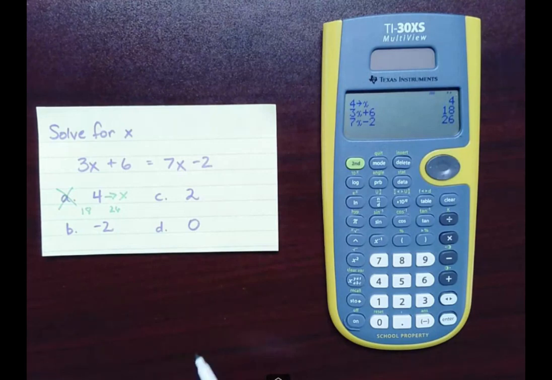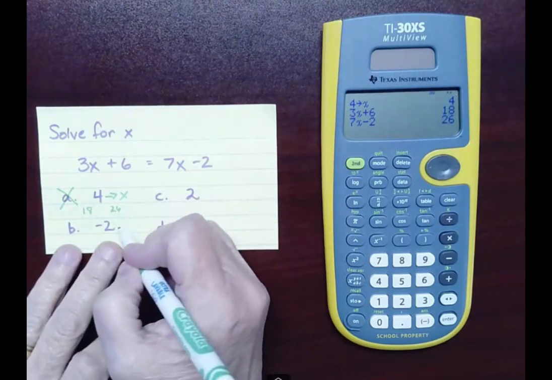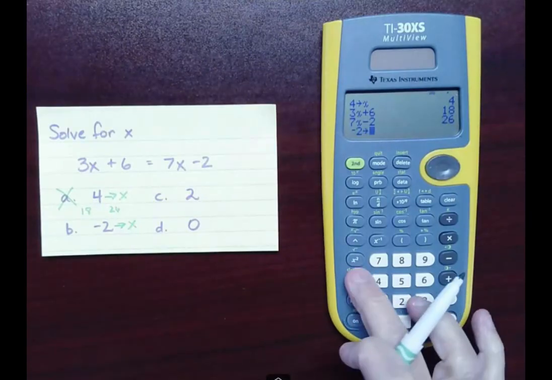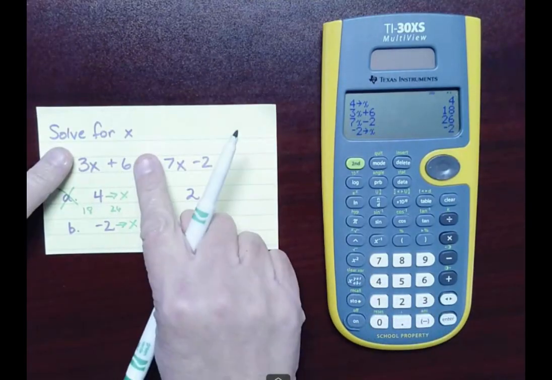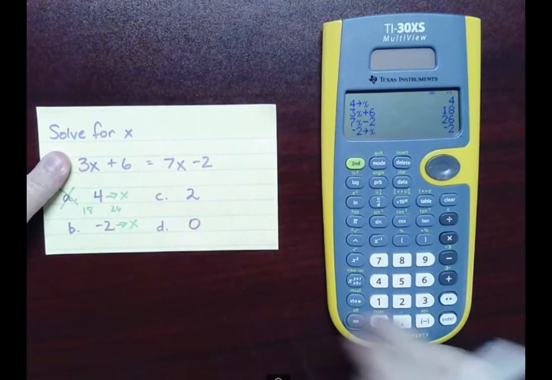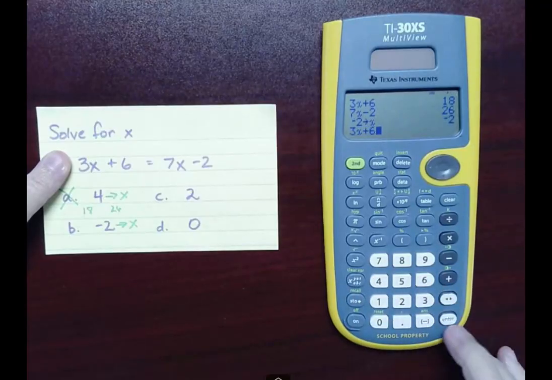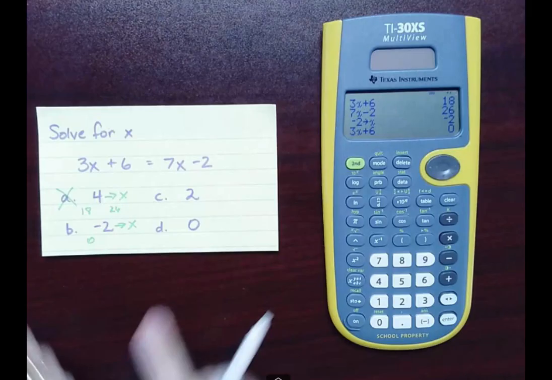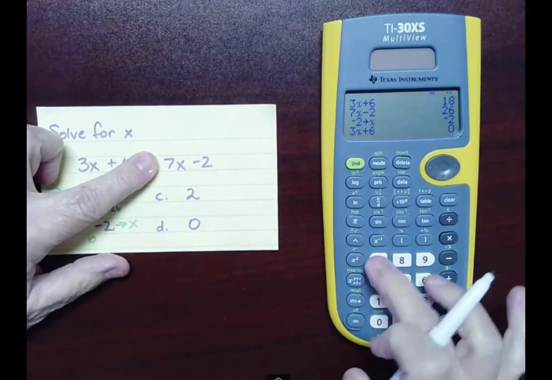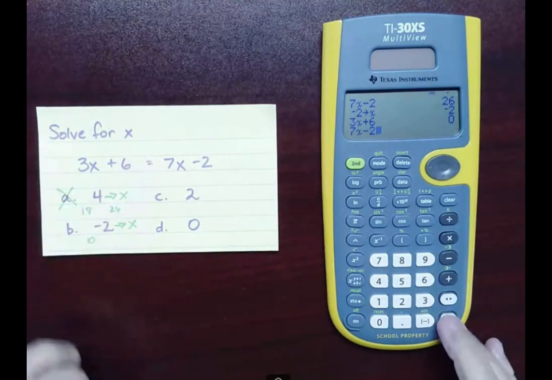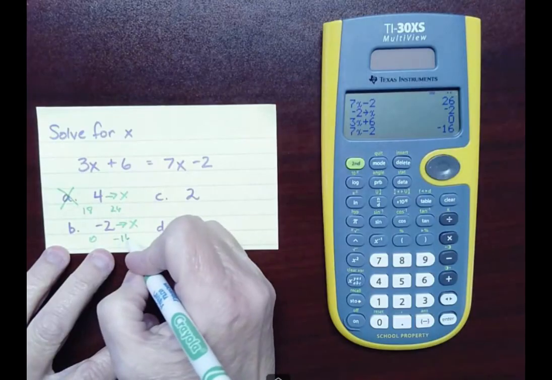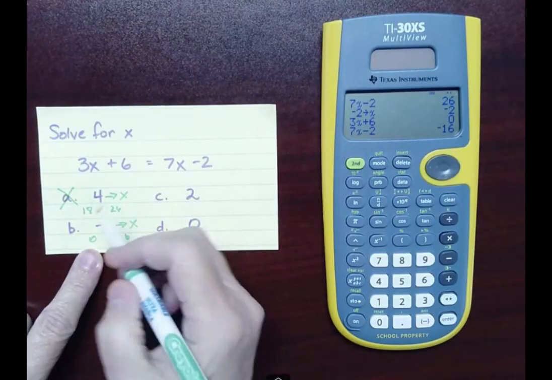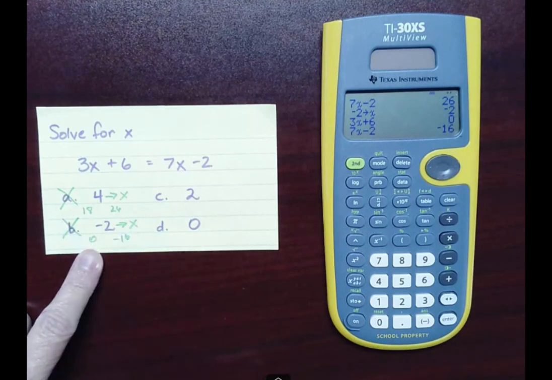And now we'll go on to answer choice B. We're going to store -2 for x. -2, store x, enter. We're going to put in this side of the equation, 3x plus 6, and I get 0. And now we're going to put in the other side, 7x minus 2, and I get -16. Those two answers are not equal to each other, so that is not the correct answer.